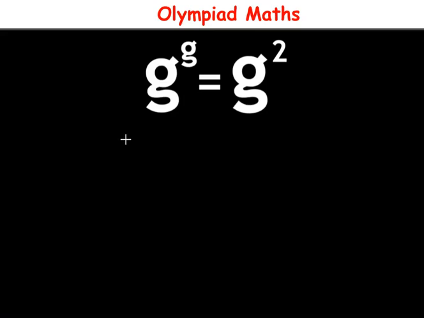Hello everyone, in this video let us solve this question. So we have g raised to power g is equal to g raised to power 2, and we want to solve for the value of g. So g is the unknown we want to solve for.